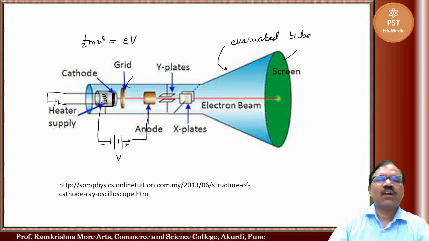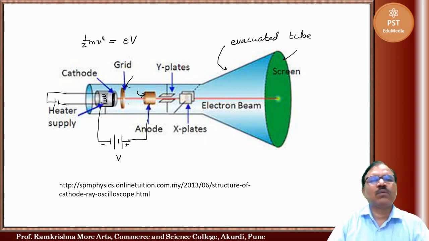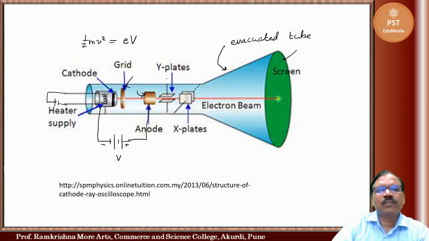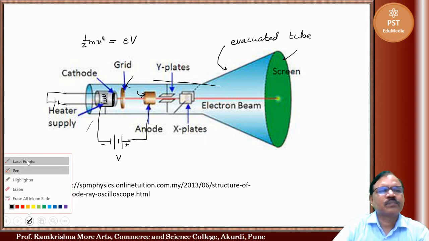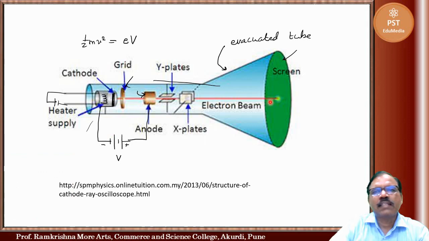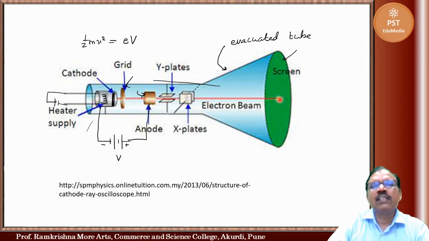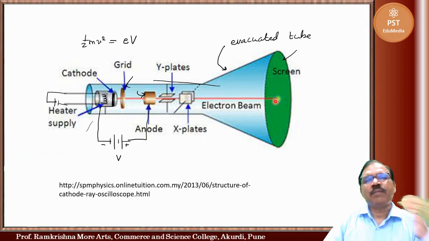When electrons arrive at the anode, they already have high kinetic energy, so they pass through the hole of the anode and they come on this side, and we get a fine beam of electrons, and that beam will be incident on the screen. Now when the beam is incident on the screen, since it is coated with fluorescent material, light is emitted and that light we see.